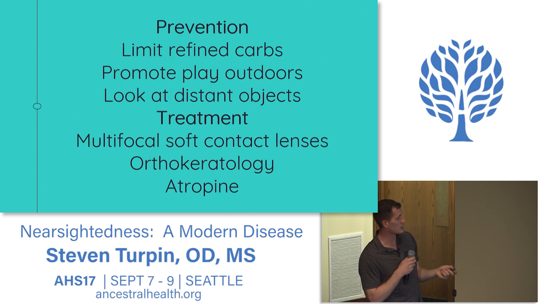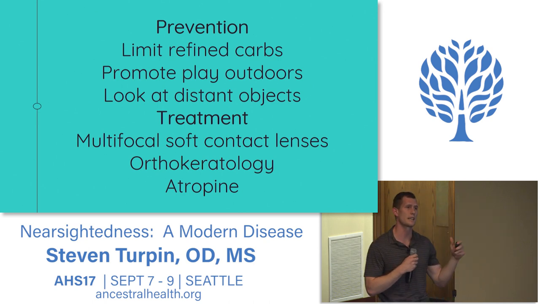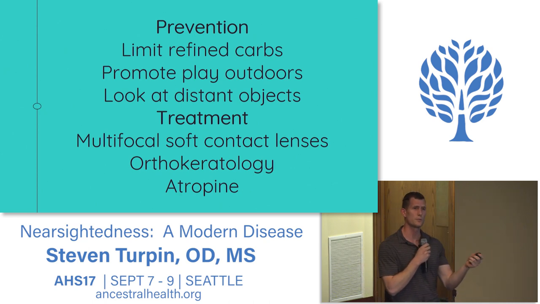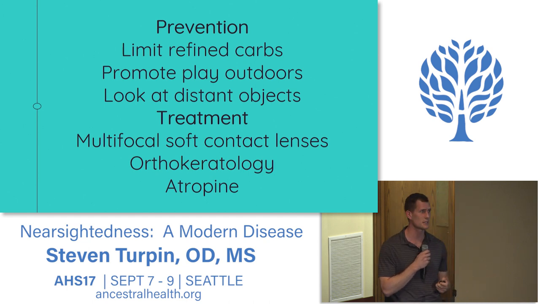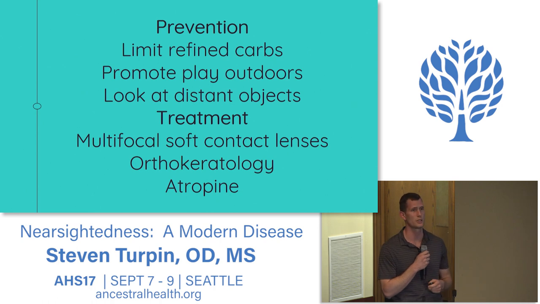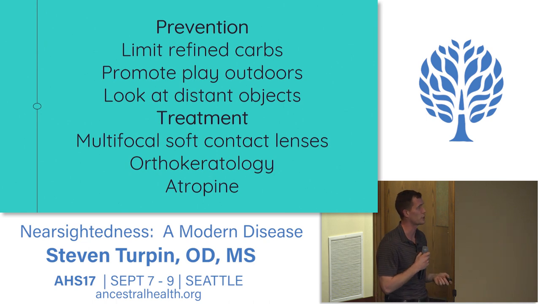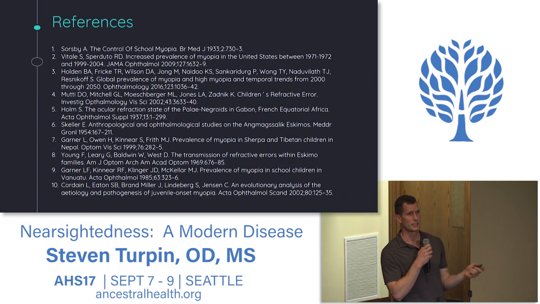And then if those things aren't working, there's things that we can do as practitioners that can help to slow that, to correct that peripheral defocus, that retinal defocus. What we use are multifocal soft contact lenses, orthokeratology, and some practitioners also use that parasympathetic blocker atropine to slow the progression of myopia. So that's basically it in a nutshell, guys.